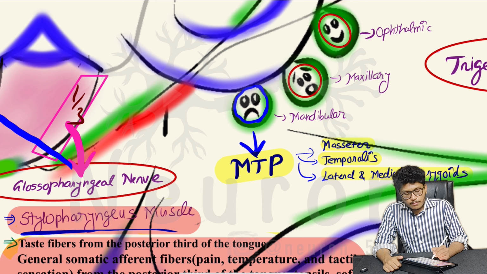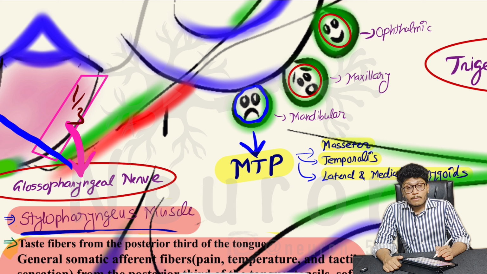How to remember these muscles? You have to remember MTP. Now the story is that the girlfriend was pregnant, but her boyfriend was not happy with it. So he asked her to get an MTP done. So she was very sad. So this is the sad face. So you have to remember by MTP.